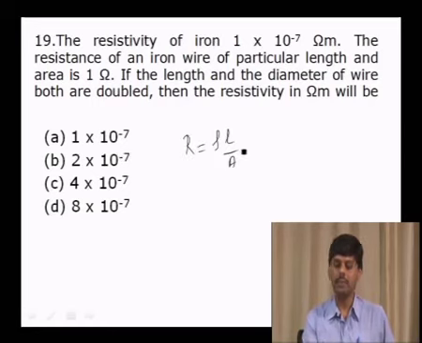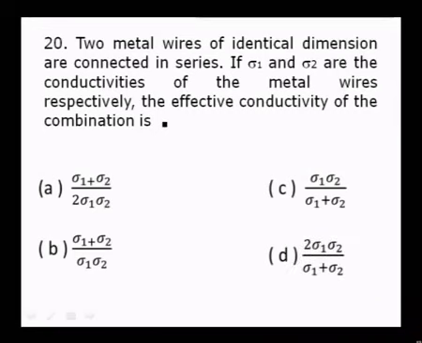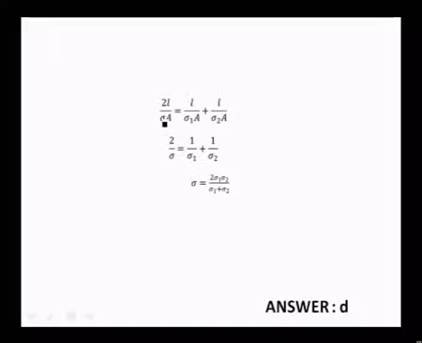Question number 20. Two metal wires of identical dimensions are connected in series. If sigma 1 and sigma 2 are the conductivities of the material of the wires respectively, the effective conductivity of the combination is: option A, sigma 1 plus sigma 2 divided by 2 sigma 1 sigma 2; option B, sigma 1 plus sigma 2 divided by sigma 1 into sigma 2; option C, sigma 1 sigma 2 divided by sigma 1 plus sigma 2; option D, 2 sigma 1 sigma 2 divided by sigma 1 plus sigma 2. Okay, the solution for this.